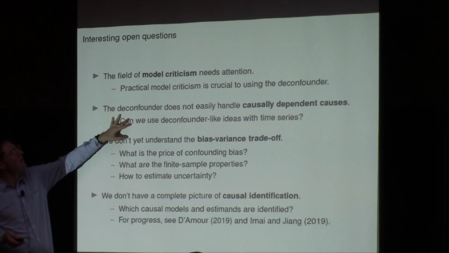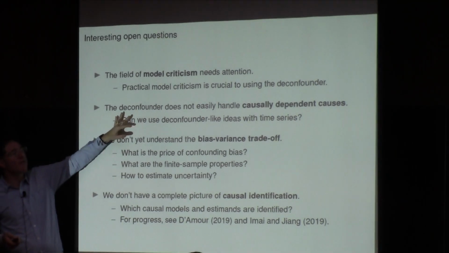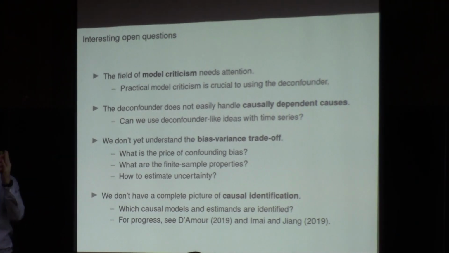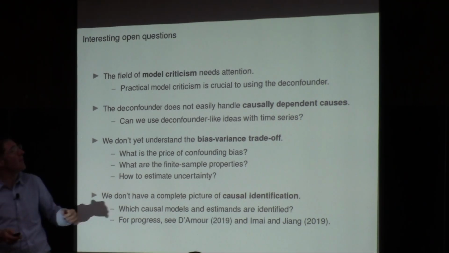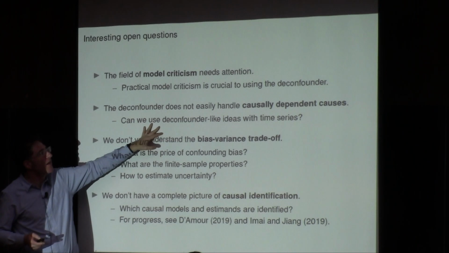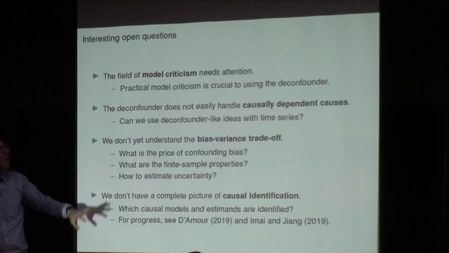Second, the deconfounder does not handle well, really at all, causally dependent causes. If your causes are in a time series, which many causal inference problems might have, then it's hard to find a factor model that will leave enough variance left over after you condition on its local latent variable to estimate causal effects. And so developing these ideas for time series models is an important open question.